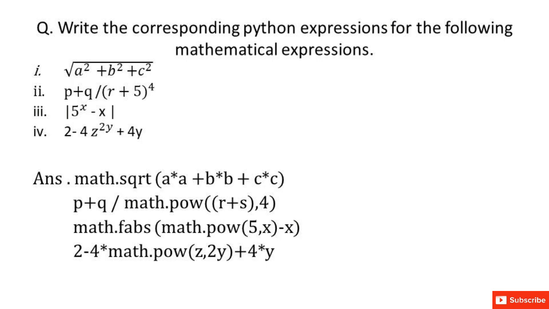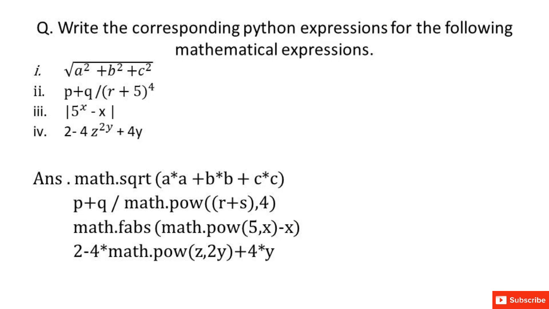Second part is p plus q upon r plus 5 raised to power 4. So how will we write this formula? P plus q divided by math.pow because r plus 5 raised to power 4.